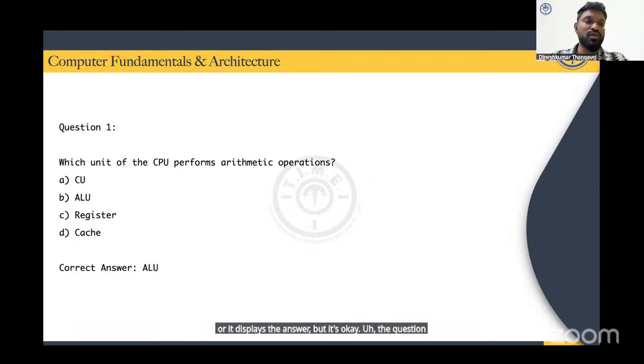The question is, which unit of CPU performs arithmetic operations? So just now I told you which one will perform arithmetic operations, which is ALU. ALU is arithmetic logic unit. And what about the remaining options? CU, control unit, register, and cache. Just think for a minute.